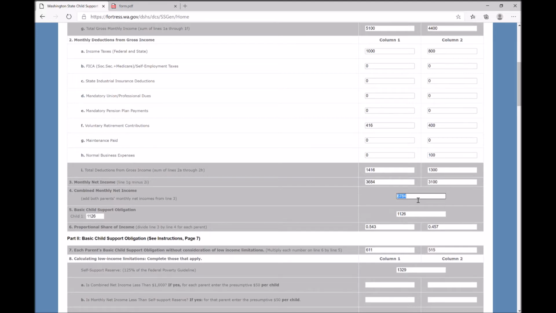Based on 6,784 per month and the child's age, which is 7 years of age, Washington State in Adams County says that the estimated monthly expense on such a child at this standard of living is $1,126 a month.